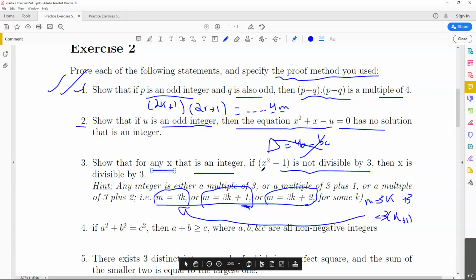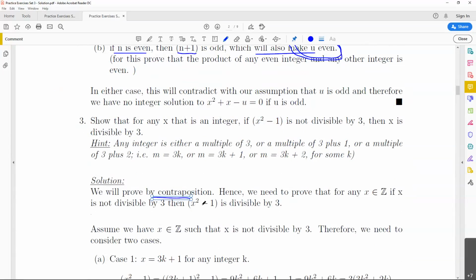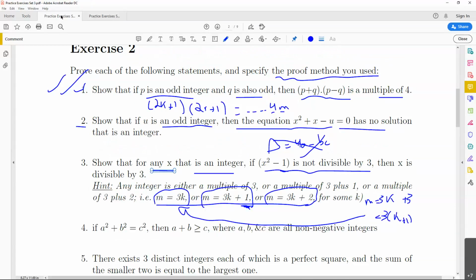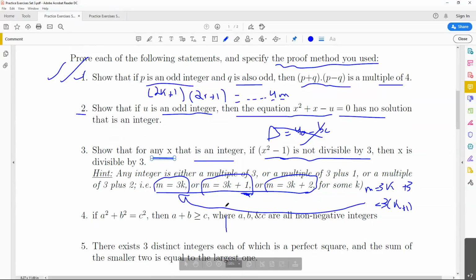So what do you want to prove? If x squared minus 1 is not divisible by 3, then x is divisible by 3. After you crack your head on it, one of the solutions is to use contraposition. Why? Well, when we say contraposition, what are we going to get? We're going to get this. We need to prove that for any x, if x is not divisible by 3, then x squared minus 1 is divisible by 3. Regardless of the then, this first part is easier. You're given that x is not divisible by 3. So using the hint, x is either this or this, since it's not divisible by 3, so you have a remainder of 1 or a remainder of 2.